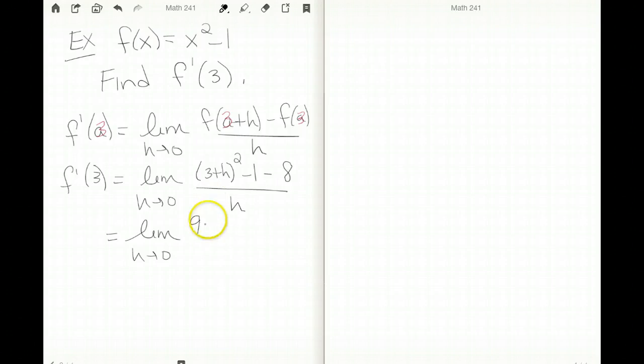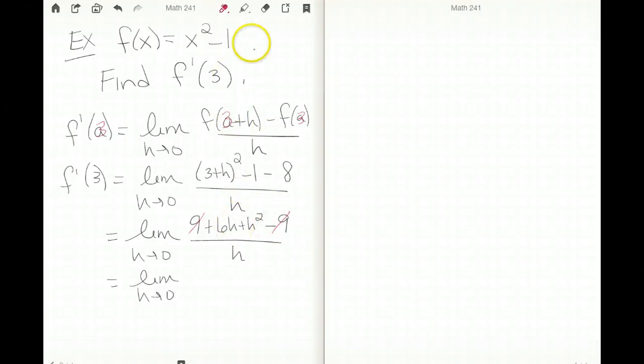So this is 9 plus 6h plus h squared minus 9 all over h. And the 9's cancel away. Okay, and then remember that the h's can actually cancel as well. I can cancel 1 h in each term with the h in the bottom. And so all I'm left with then is 6 plus h. And when h goes to 0, this is just 6. Okay, and this number, remember, tells you the slope of the tangent line to f when x is 3, right? The slope of that line at 3 would be 6.